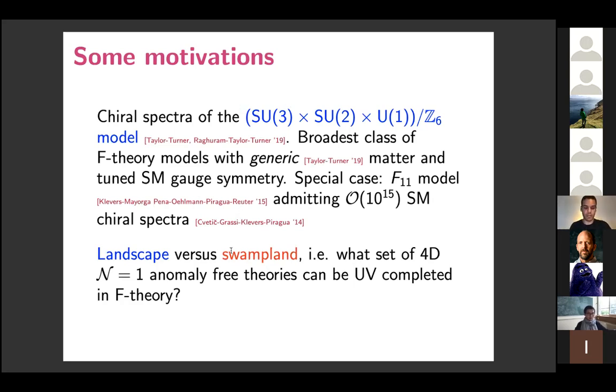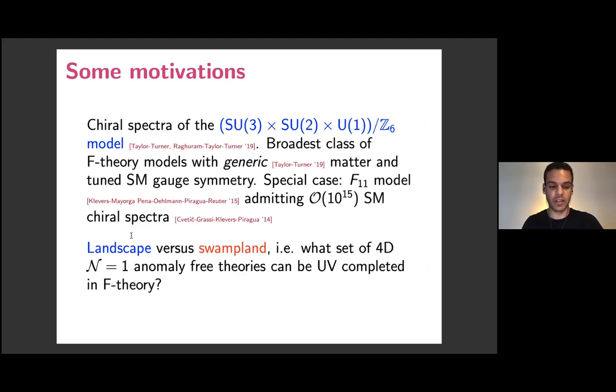A second broader motivation, I would say, is to study the difference between the landscape versus the swampland in the context of F-theory compactifications. That is to say, to try and answer the question, what set of 4D N=1 anomaly-free theories can be UV completed in F-theory? So these are two broad motivations for studying these constructions.